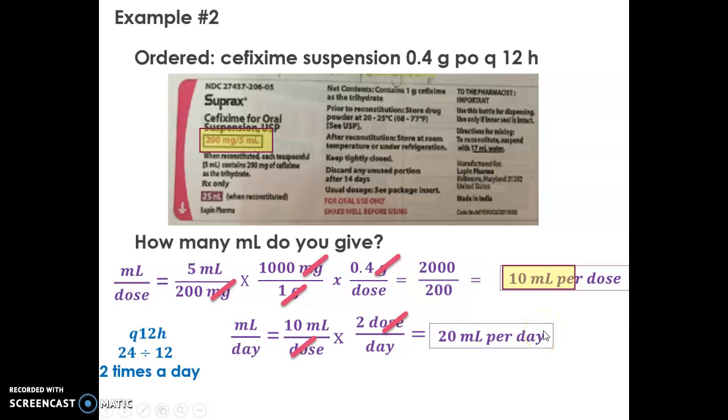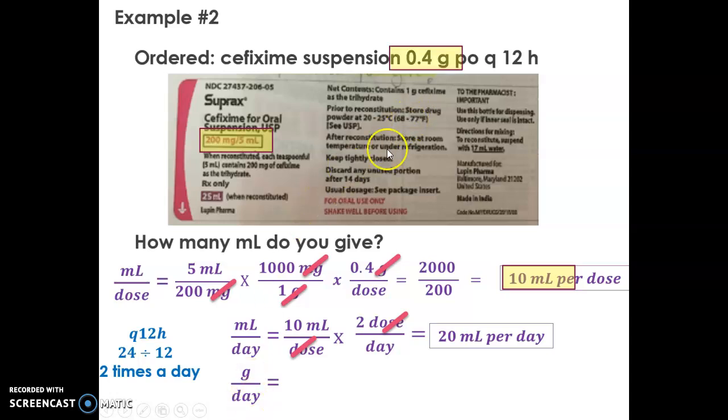Now you might also see a question that asks, how many grams of Suprax will the patient receive in 24 hours? Well, our order up here says we're giving the cefixime, which is Suprax, okay? So we're giving this medication 0.4 grams every 12 hours. We want to know how many grams will the patient receive in 24 hours, okay? So this is 0.4 grams per dose, right? We've got to figure it out per day, how much in 24 hours. So let's go back to some dimensional analysis. We need to calculate grams per day.